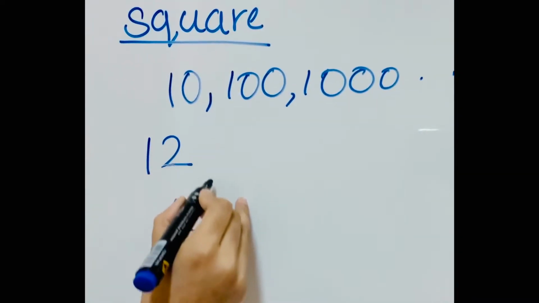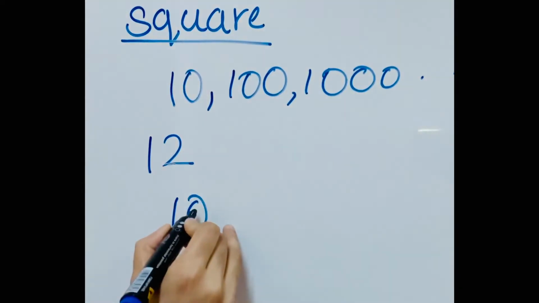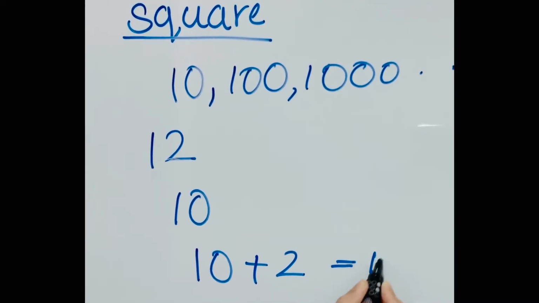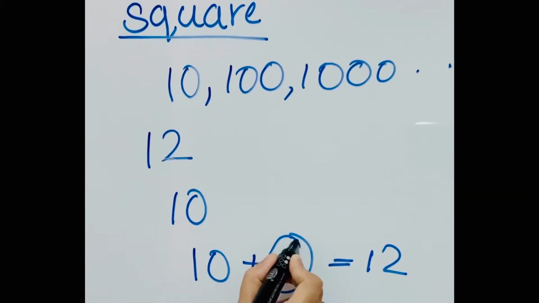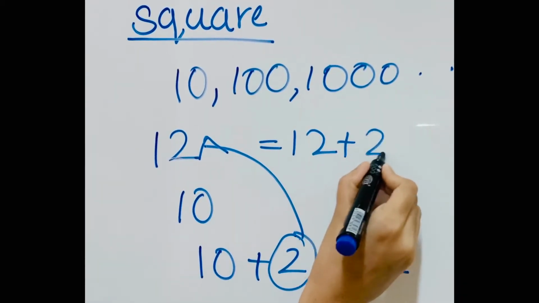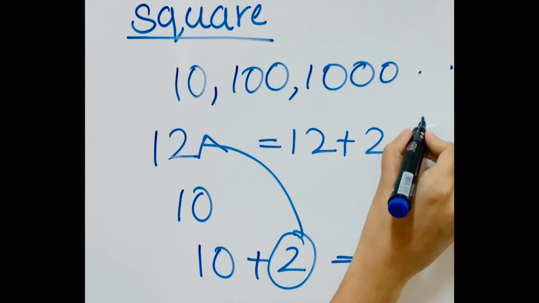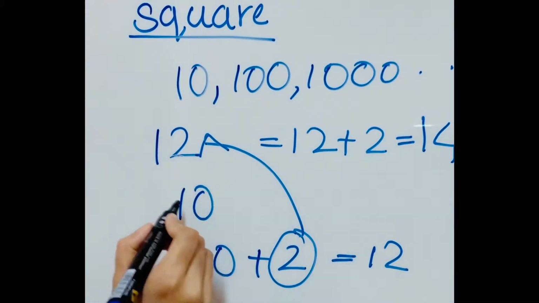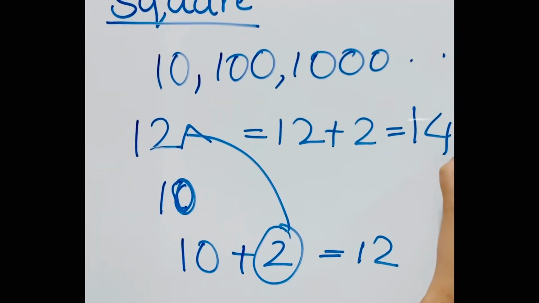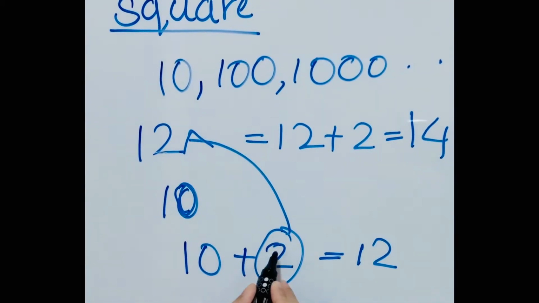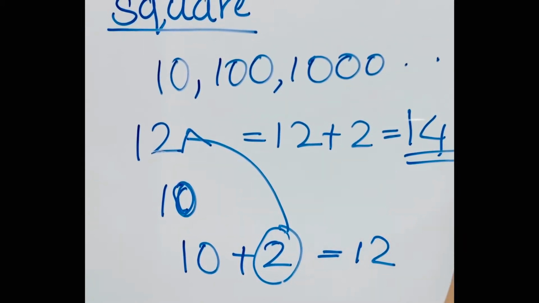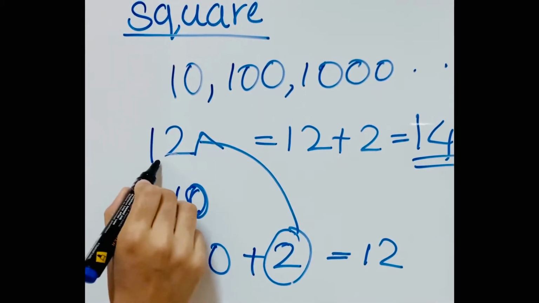Now find the difference between this base and the number. The difference between 10 and 12 is 10 plus 2 is 12, so 2 is the difference. Just add this difference to this number, so 12 plus 2 will be 14. Now since our base is 10, there is only one 0 here, so we need one more number, the last number. Take the square of this difference. Here the difference is 2. 2 square is 4. So 144 is the square of 12.